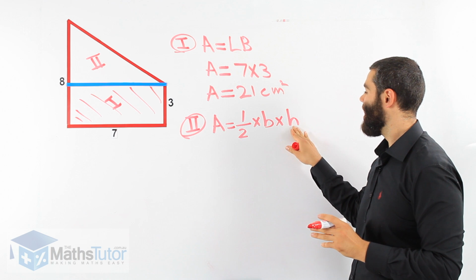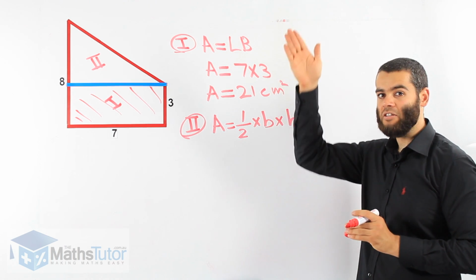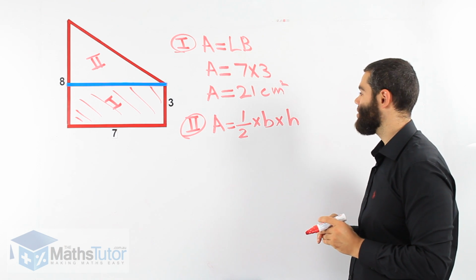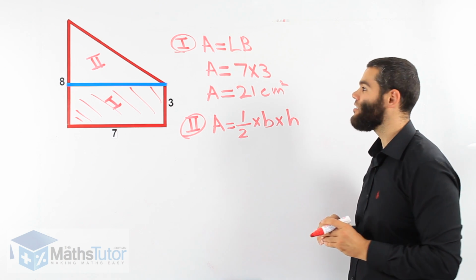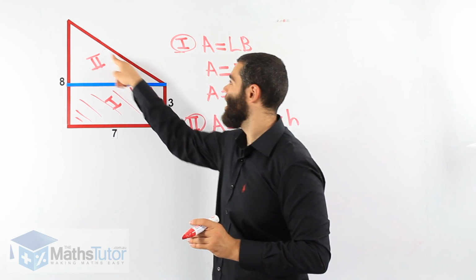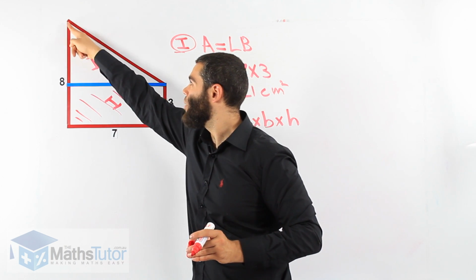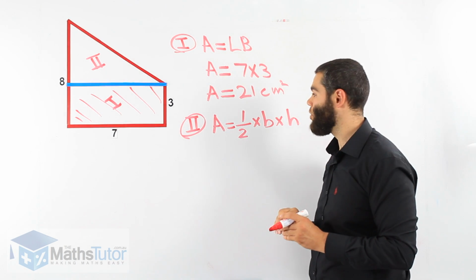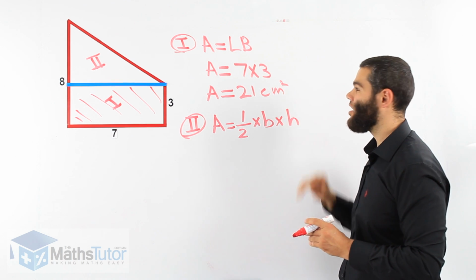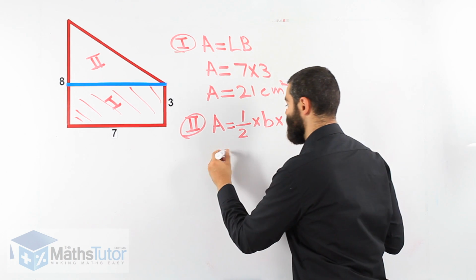And remember, the height has to be your vertical height, going up, down, straight, not going slanting. It is going to be vertical. So this is not the height. This is the height. The height of the triangle always has to be vertical. Very important point. So half times base times height. All right, let's get started.